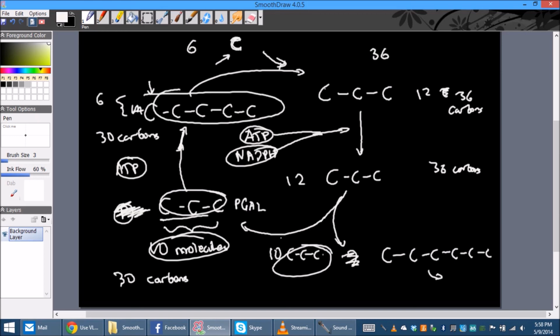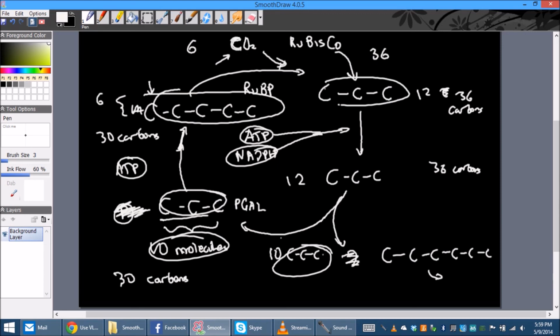Now let's put some names into this. So this original molecule is called PGAL, and this molecule is called RuBP. And this is obviously CO2. RuBP stands for ribulose bisphosphate. And the RuBP and CO2 feed into this enzyme called rubisco, or ribulose bisphosphate carboxylase, I believe. Something like that. Rubisco.